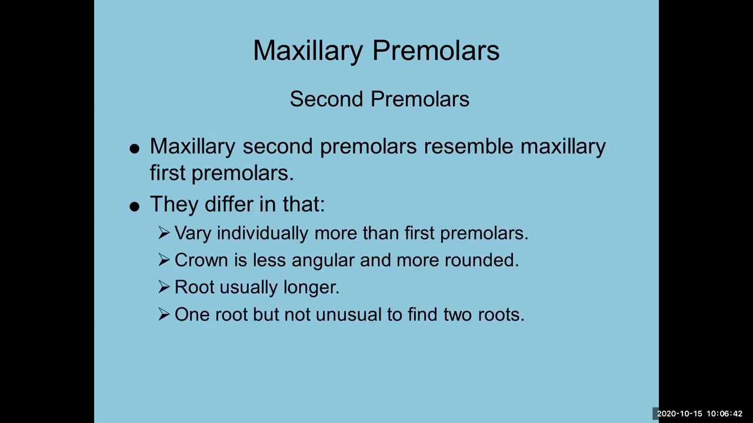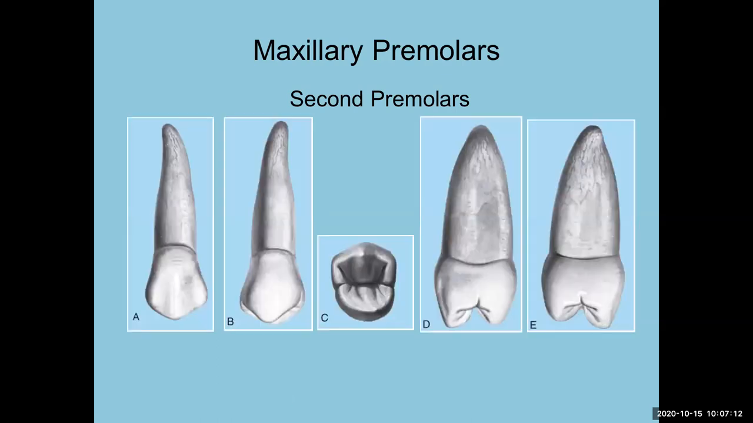Second premolars oftentimes resemble the maxillary first premolars, except they vary individually more than the maxillary first premolars. The crown is less angular and more rounded, so it's not as pointed like a canine is pointed. It's a little more rounded. The root is usually longer, but one root is present and it's usually not bifurcated. Usually not.